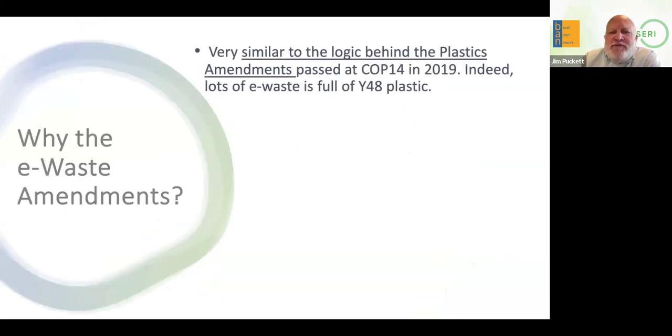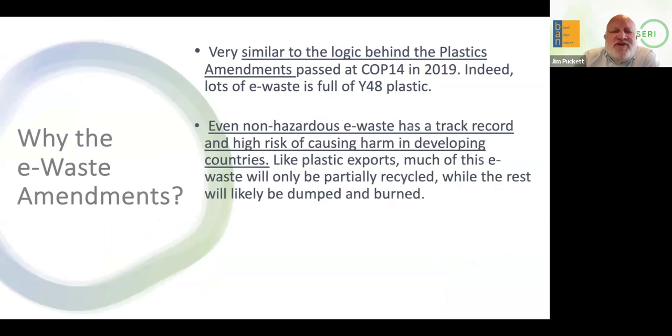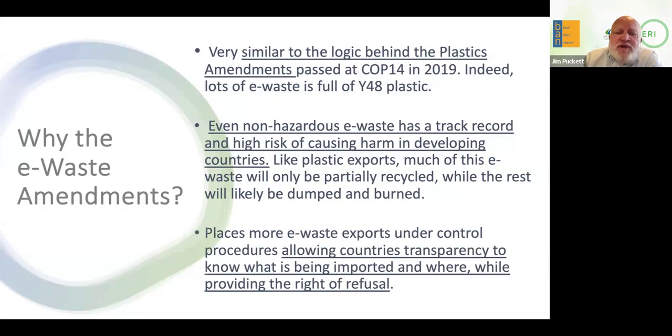Why these e-waste amendments happened, very similar logic to the plastics. We need to start controlling this material. So much harm is caused, not just by hazardous plastics, but by the bad processing of any type of e-waste, including the plastics. So much of the track record and higher risk that's being seen in the developing world is not just from the hazardous plastics. E-waste.